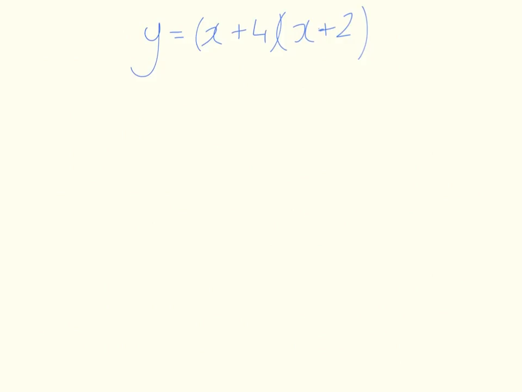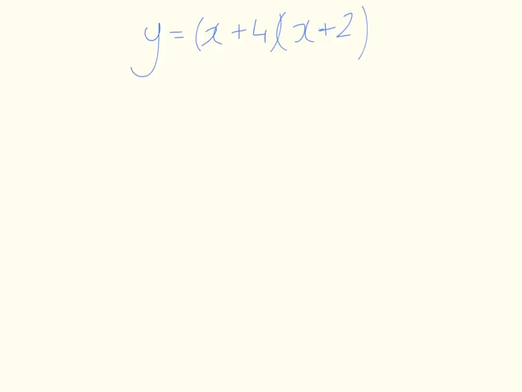Okay, let's imagine we've been asked to sketch the graph of this quadratic function here. y equals (x plus 4)(x plus 2). So this is in a form that we have not seen before. We've got a 5-step process of what we have to do. Step 1 is we need to state the nature of the turning point. What that means is, is it a maximum turning point or is it a minimum turning point?